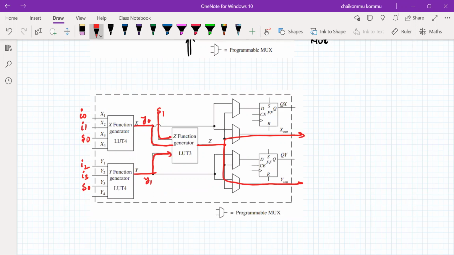How can we utilize the resources efficiently? That we will see in the next class. By implementing something like this, resources are not utilized properly. So how can we utilize the resources properly, so that the power consumption and delay of the circuit are reduced with the help of different methods? One such method is the Shannon expansion theorem. That theorem we will see in the next class.